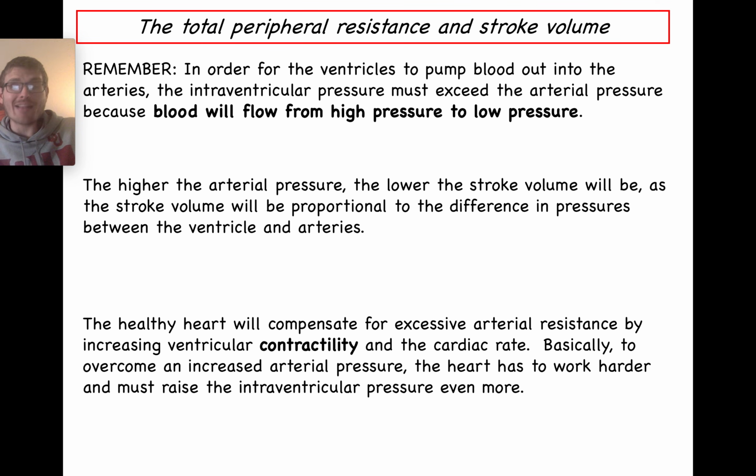So like I was saying, a healthy heart will actually compensate for a momentary increase in blood pressure and arterial resistance by increasing ventricular contractility and increasing your heart rate. Both of them will increase your cardiac output, increase your blood pressure, and then get the blood to flow through. So basically the idea here is that in order to overcome increased arterial pressure, the heart has to work a little bit harder to get the blood to flow through.